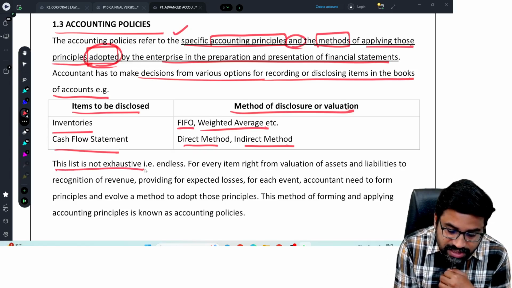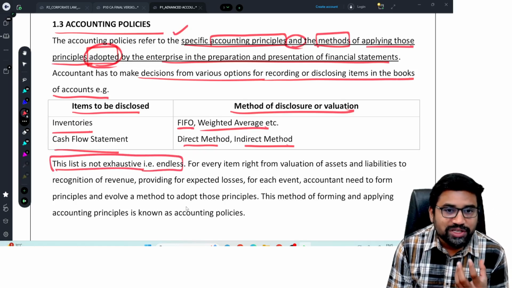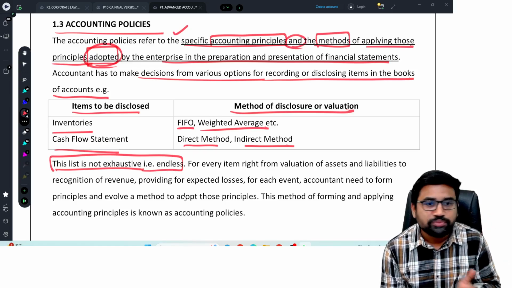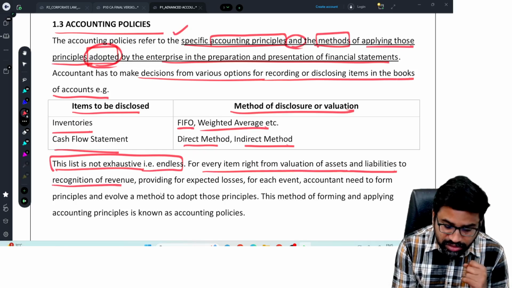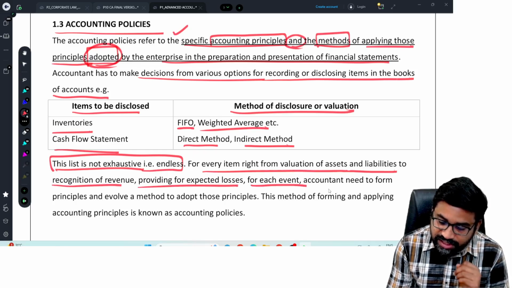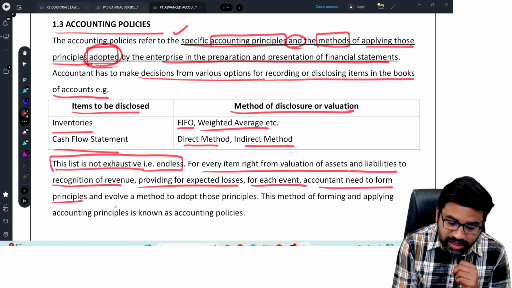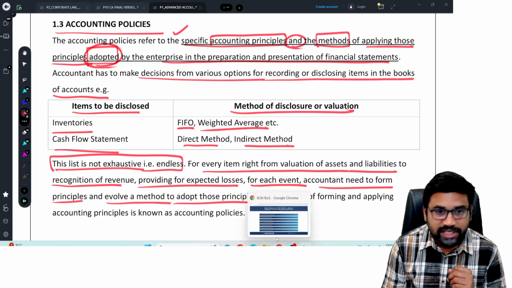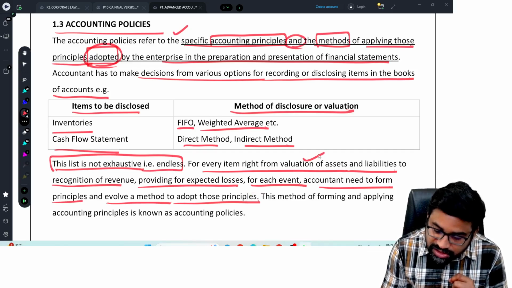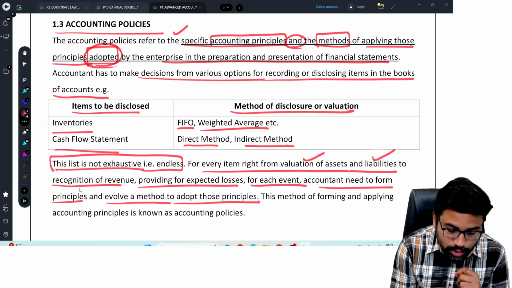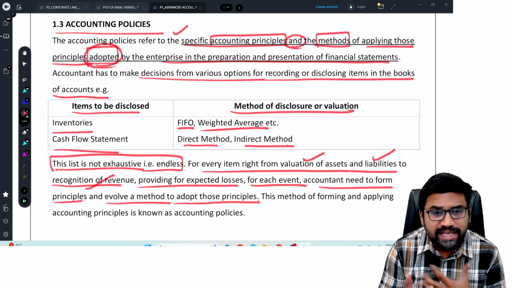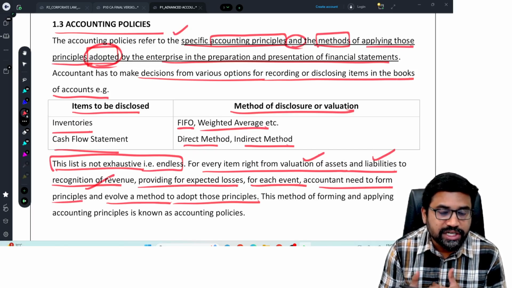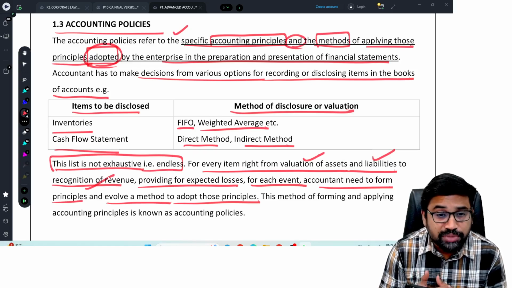See, this list is not exhaustive, it is endless. It is not possible to say, this is the list, follow this list only. For every item, right from valuation of assets and liabilities to recognition of revenue, providing for expected losses, for each event, the accountant needs to form principles and evolve a method to adopt those principles. For example, in order to recognize revenue, which method do I need to follow? For example, I am a construction company. For recognition of revenue, will I follow the completed contract method or the proportionate completion method?